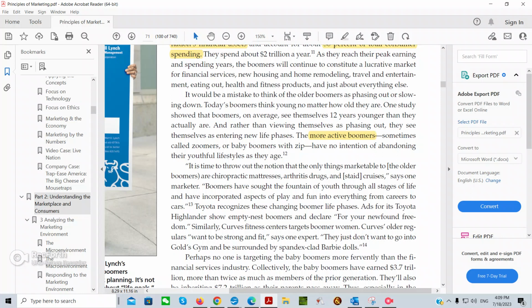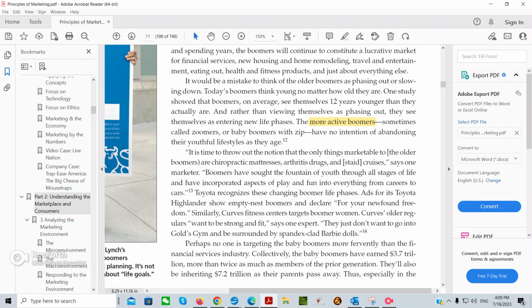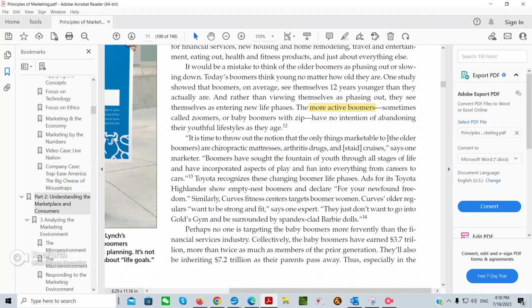Toyota recognizes these changing boomer life phases. Ads for its Toyota Highlander show empty nest boomers and declare, quote, "For your newfound freedom," unquote. Similarly, Curves Fitness centers target boomers and women. Curves' older regulars, quote, "want to be strong and fit," says one expert. Quote, "They don't want to just go into Gold's Gym and be surrounded with spandex-clad Barbie dolls."